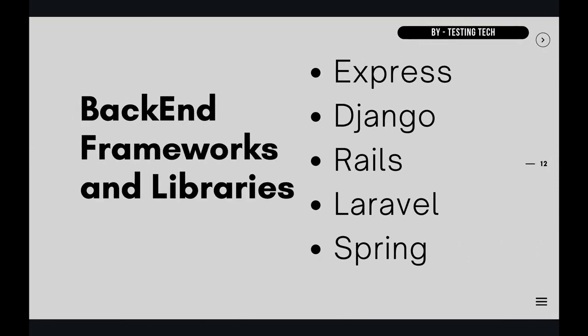Now let's discuss backend frameworks. The list of backend frameworks are Express, Django, Rails, Laravel, Spring, etc. So for Express.js, we use Node.js as the programming language, and famous use cases are MySpace, Geeklist, and Storify. In Django, we use Python as the programming language, and famous use cases are Instagram, Pinterest, Coursera.